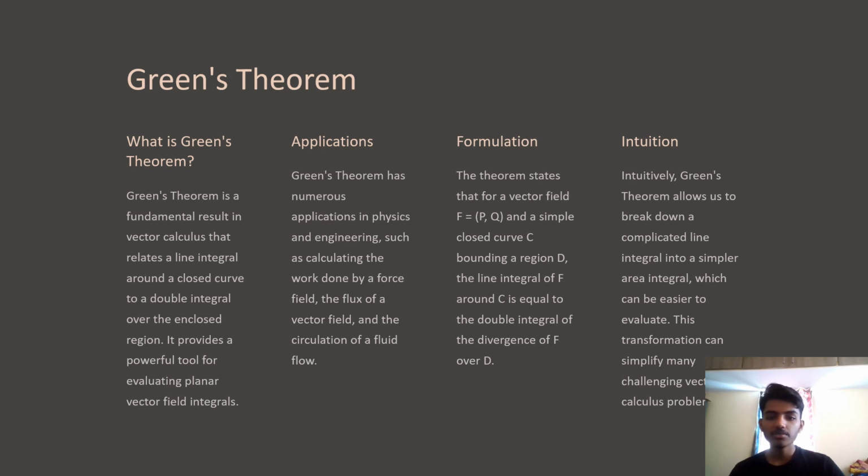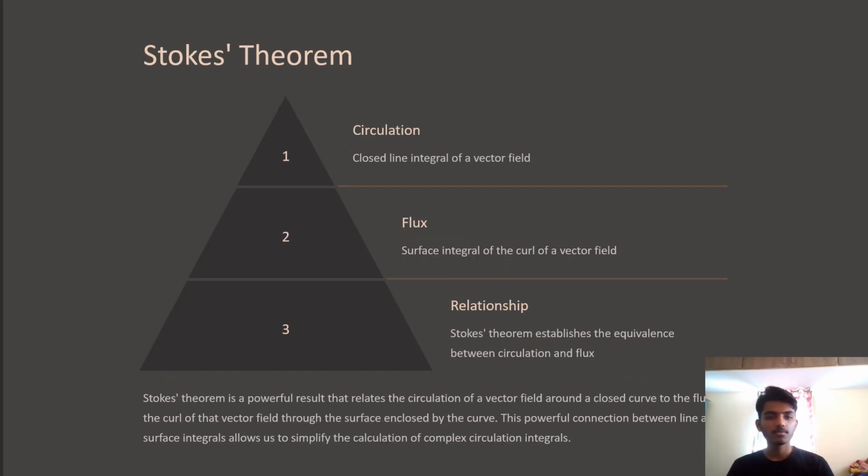Formulation. The theorem states that the vector field F is equal to (P, Q), and for a simple closed curve C bounding a region D, the line integral of F around C is equal to the double integral of the divergence of F over D. Intuition. Intuitively, Green's theorem allows us to break down a complicated line integral into a simpler area integral, which can be easier to evaluate. This transformation can simplify many challenging vector calculus problems.